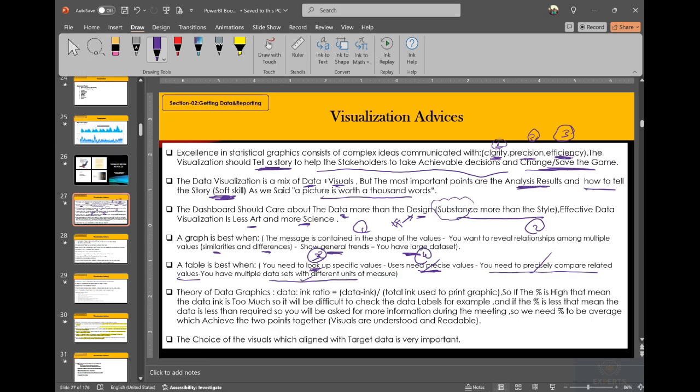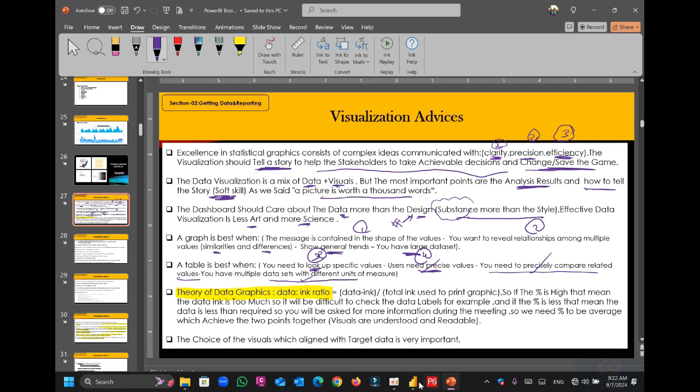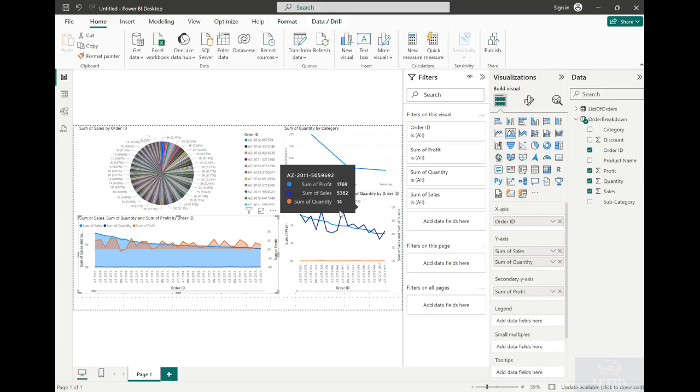Now we'll check one of the most important theories in visualization, the theory of data graphics, which is called the data-to-ink ratio. This means the ratio between the ink and the visualization itself. We need to represent this in a visual. Let's say that we have some visualization like this.